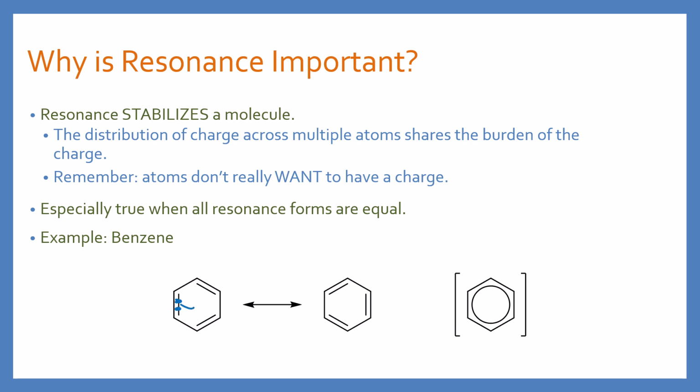So again, when this pi bond is able to move here, and this one is able to move here, this one is able to move here, we're basically just saying that all of these carbons are equally sharing that double bond and the single bond. So they are all identical to each other. There is no excess of electrons on any one of these carbons in the benzene ring. They are all equally sharing the burden of those pi electrons.